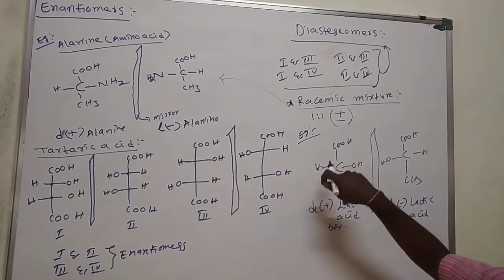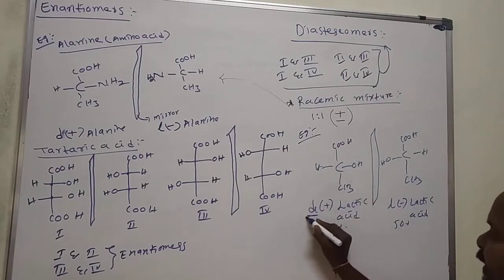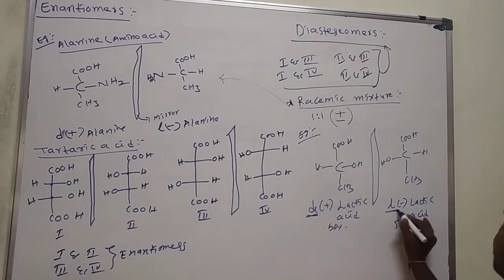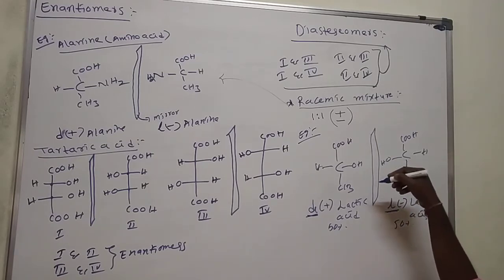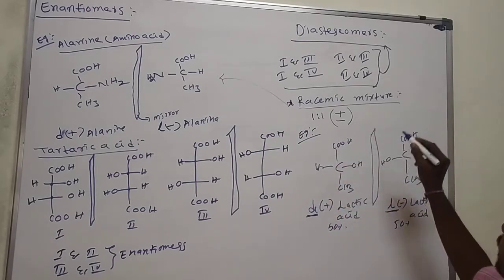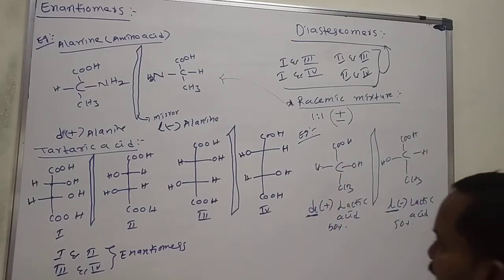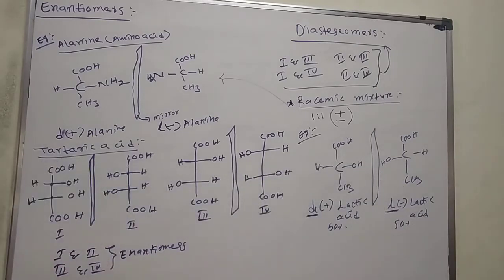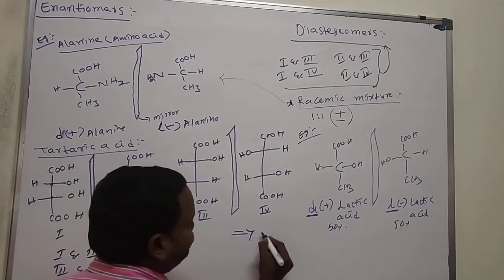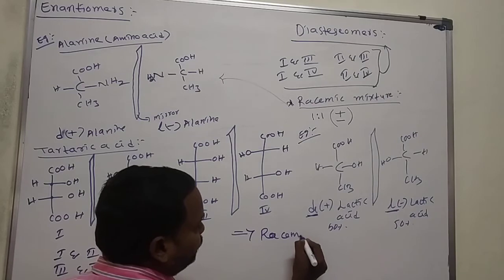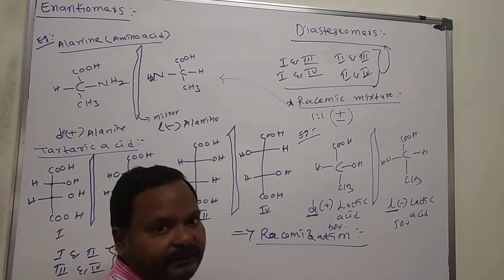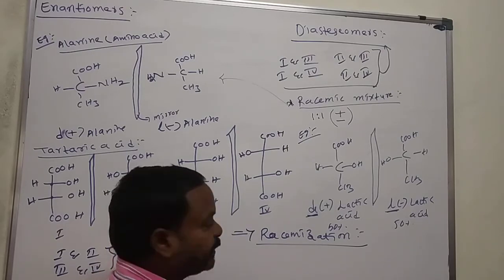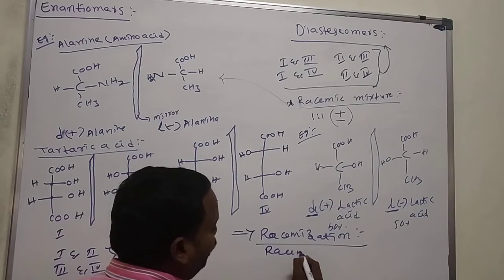This rotates plane polarized light towards the right side or clockwise direction. This rotates plane polarized light towards the left side or anti-clockwise direction. Both together we call a racemic mixture. And one more thing, the preparation of racemic mixture from the individual isomer we call racemization. This is also called racemic modification.